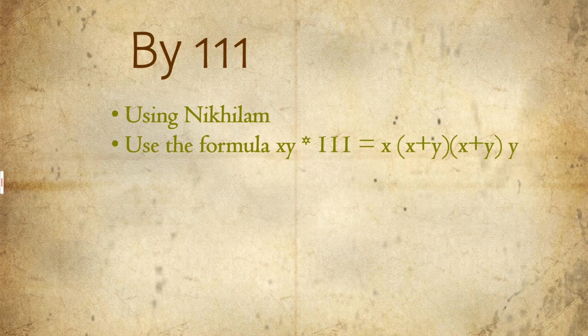Now let's move on to our next subtopic, that is multiplication by triple one, that is 111. So it's similar to what you did with 11, but you get an addition of another place with the same rule, x plus y.